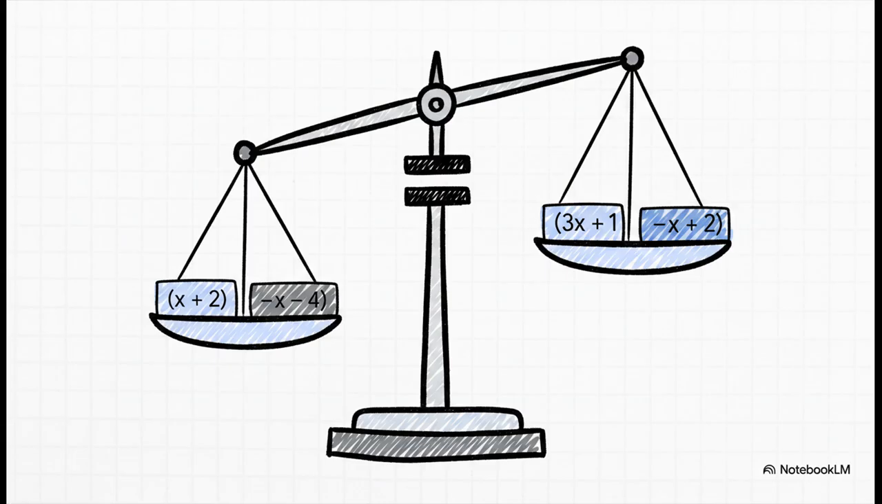We take the second term, which is x plus 2, and we subtract the first term, x minus 4. Then we say that has to be equal to the third term, 3x plus 1, minus the second term, x plus 2. See? We're just putting that idea of the common difference into algebra.